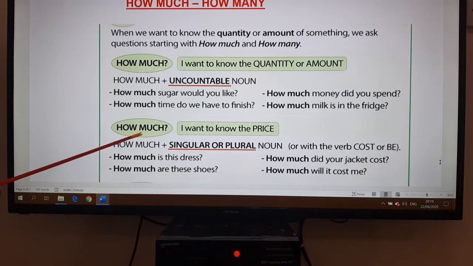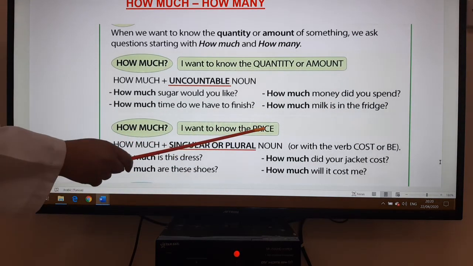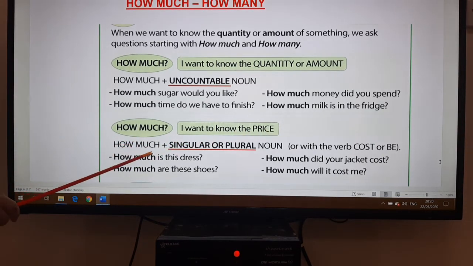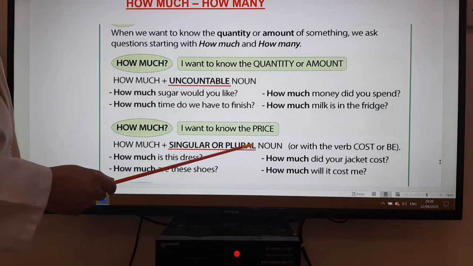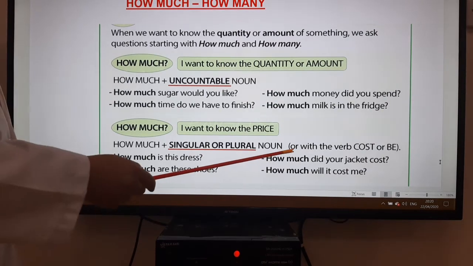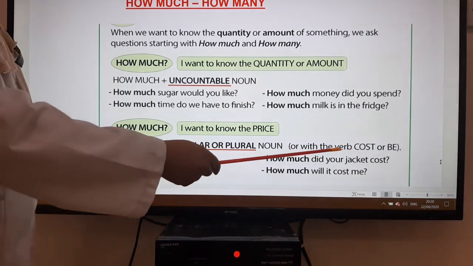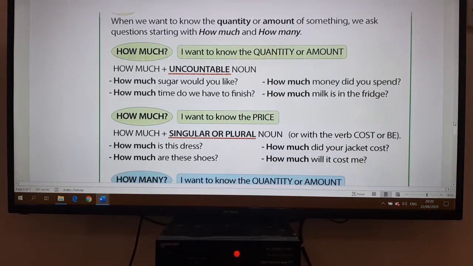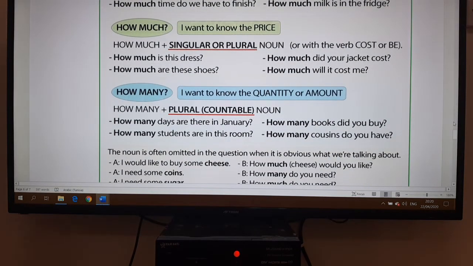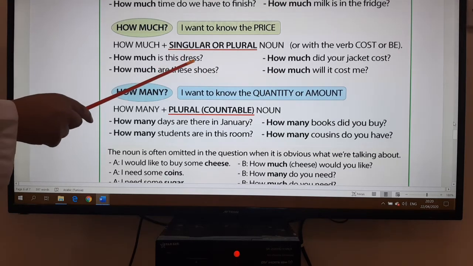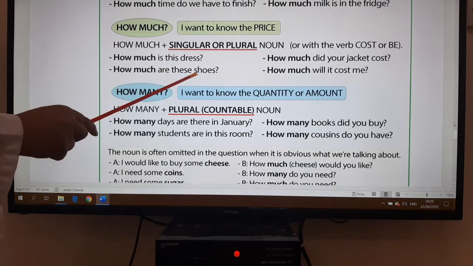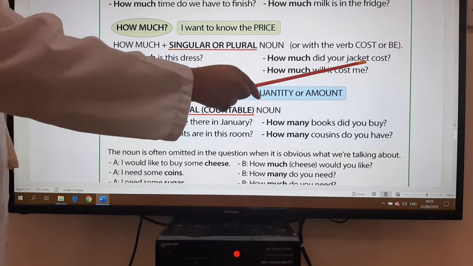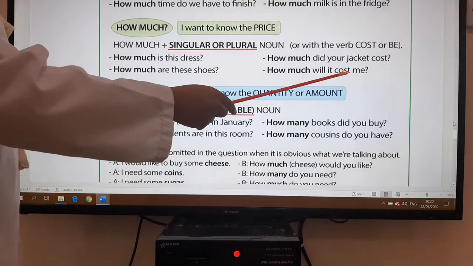And we also use how much when I want to know the price. But this time we use how much with singular or plural nouns, countable or uncountable. Or we can also use the verb cost or be. Let's look at the examples. How much is this dress? How much are these shoes? How much did your jacket cost? How much will it cost me?